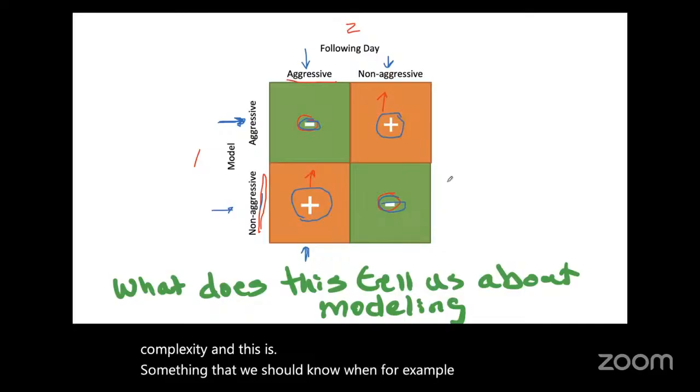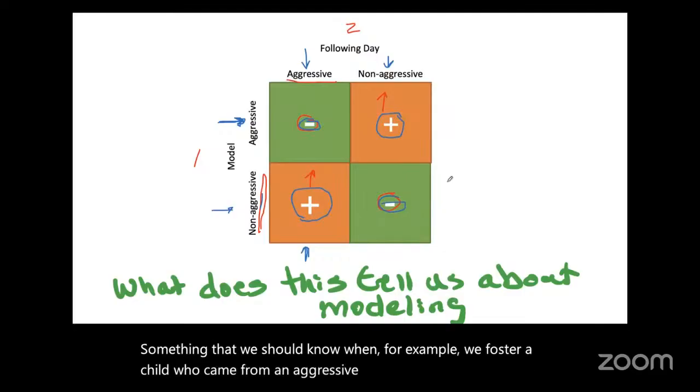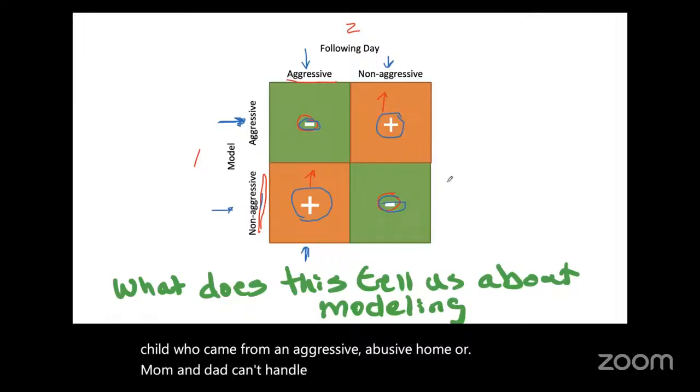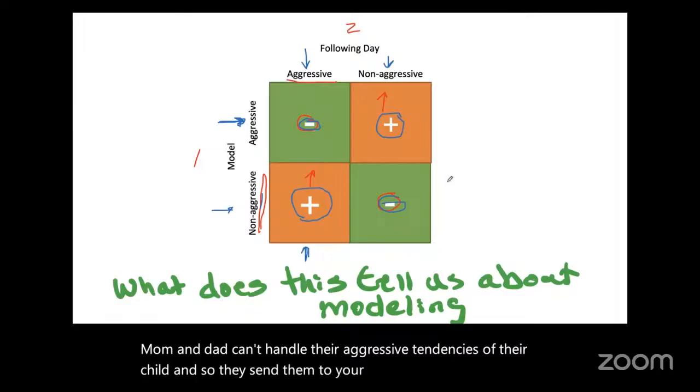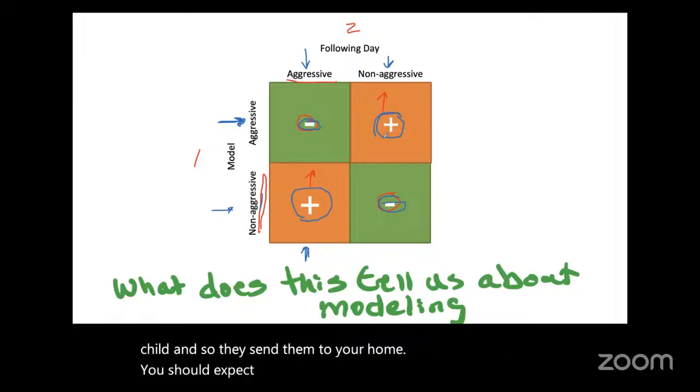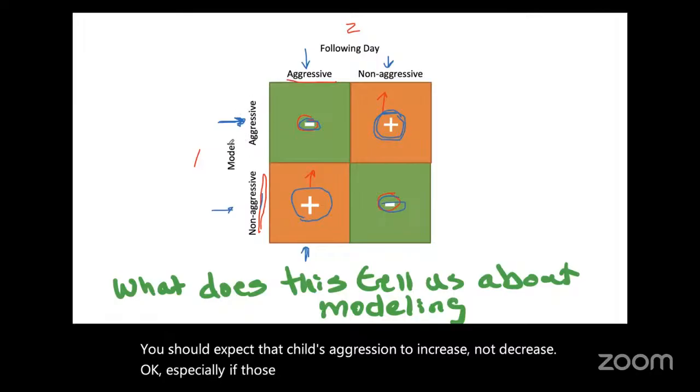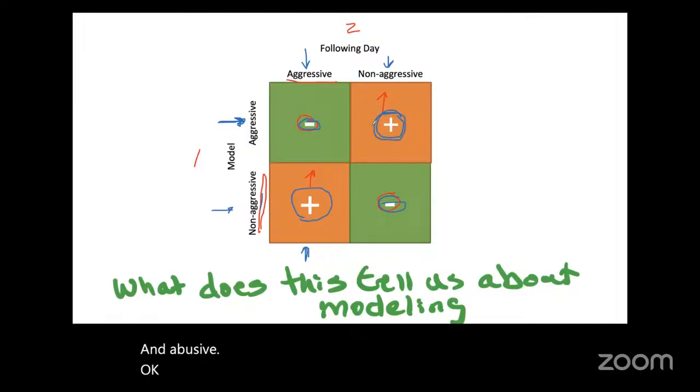So here's the complexity, and this is something that we should know when, for example, we foster a child who came from an aggressive, abusive home, or mom and dad can't handle their aggressive tendencies of their child, and so they send them to your home. You should expect that child's aggression to increase, not decrease. Okay? Especially if those parents were aggressive and abusive. Okay? So a safe home actually increases aggression when a child comes from an aggressive, abusive home.